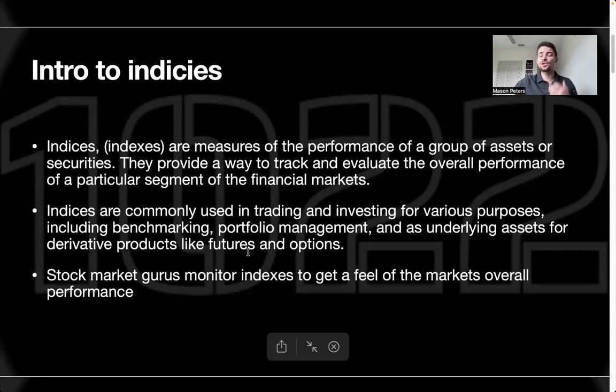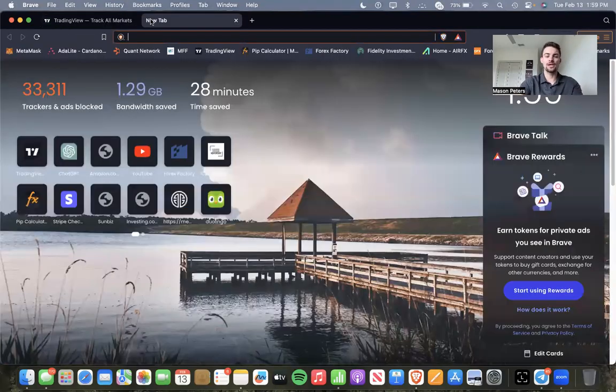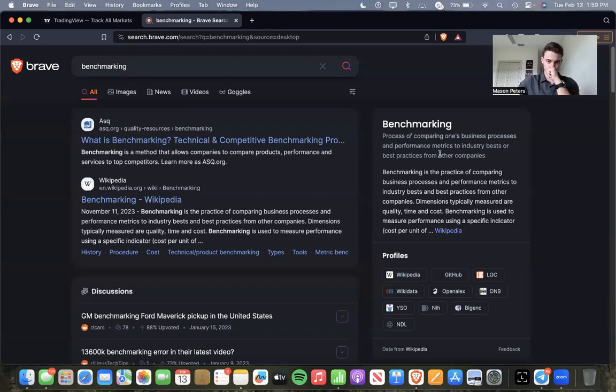Now, indices are commonly used in trading and investing for various purposes. I'm reading this one more time. Portfolio management: Fidelity, Charles Schwab, retirement accounts. Benchmarking is the practice of comparing business processes and performance metrics to industry bests and best practices from other companies.